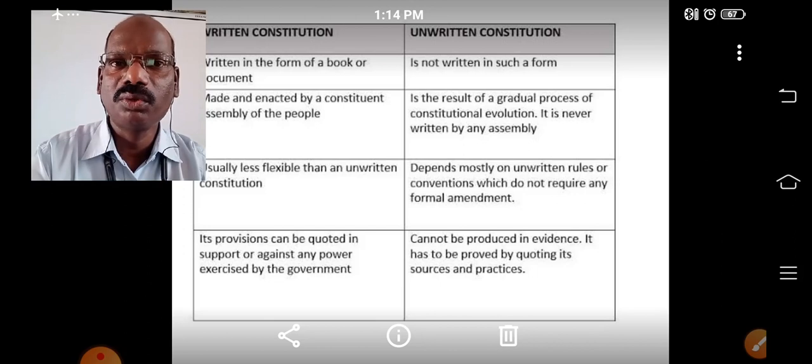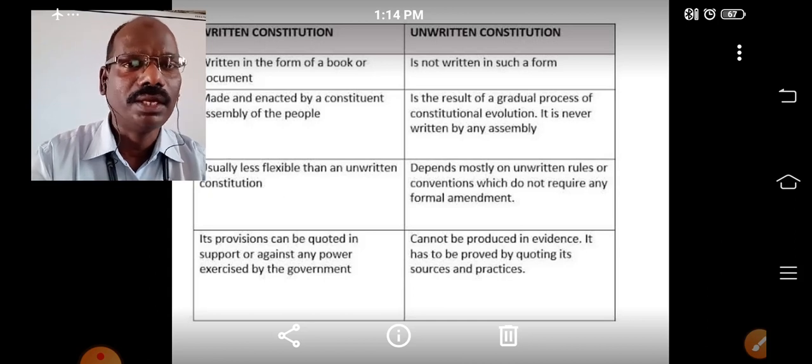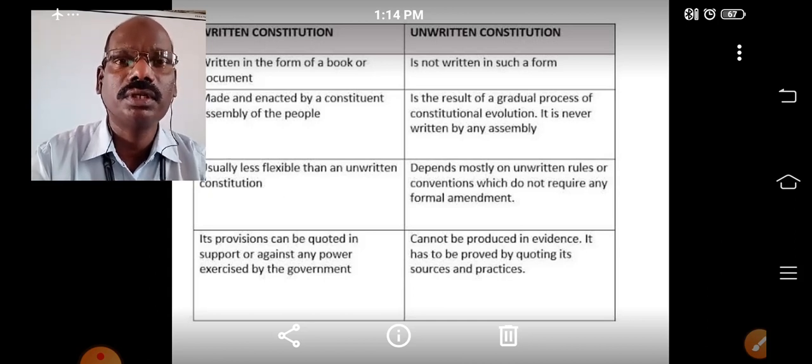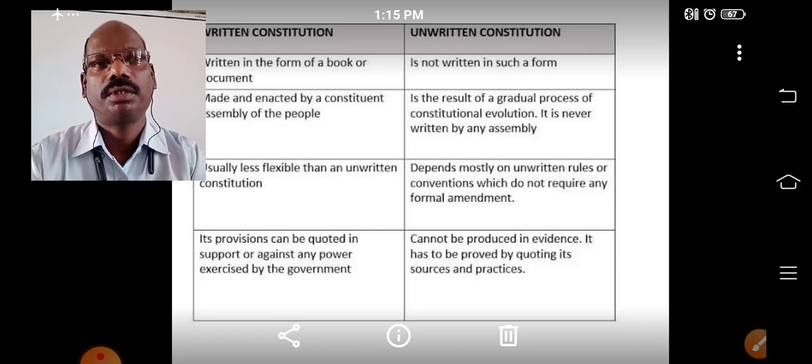But in the case of an unwritten constitution, they can change it. Suppose the ruler thinks that this constitution is against my wish, they can change it and function after changing that constitution. These are all the features of written and unwritten constitutions.